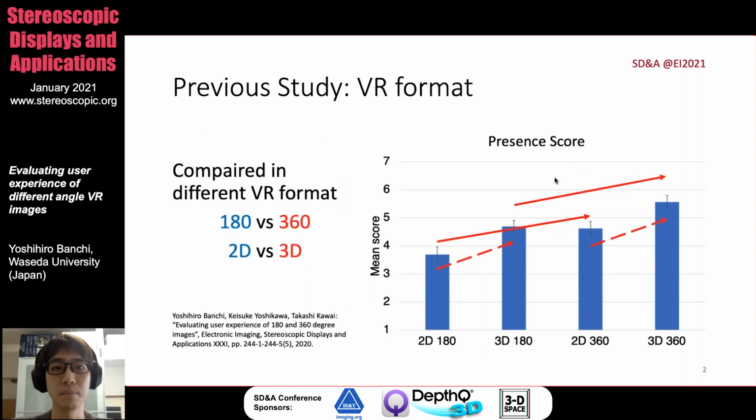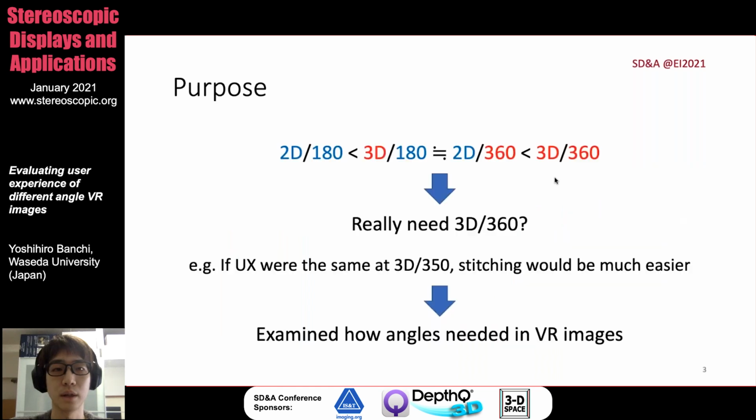In our previous study, the effect of the VR format was examined. Four conditions were set, 180 or 360 degrees and 2D or 3D, and the user experience was evaluated. From the result of this study, angle and stereoscopy affected the user experience and indicated a synergistic effect of them. And viewing behavior was different between 180 and 360 degree images.